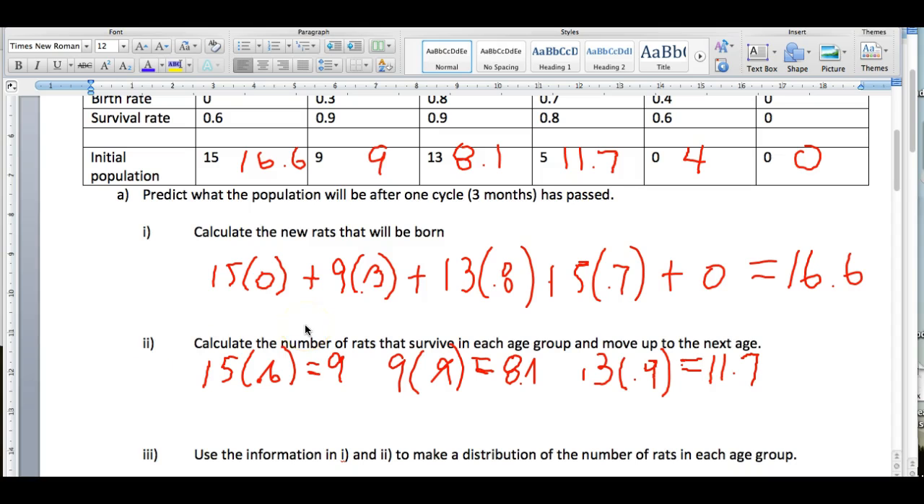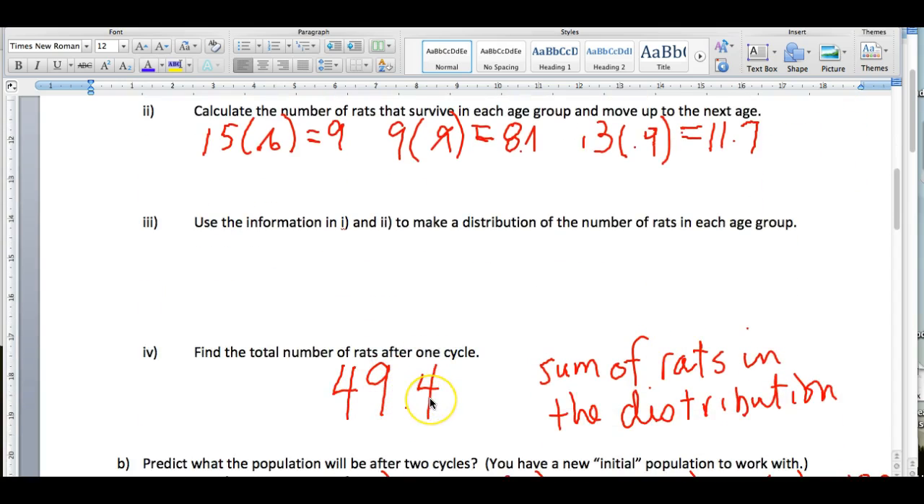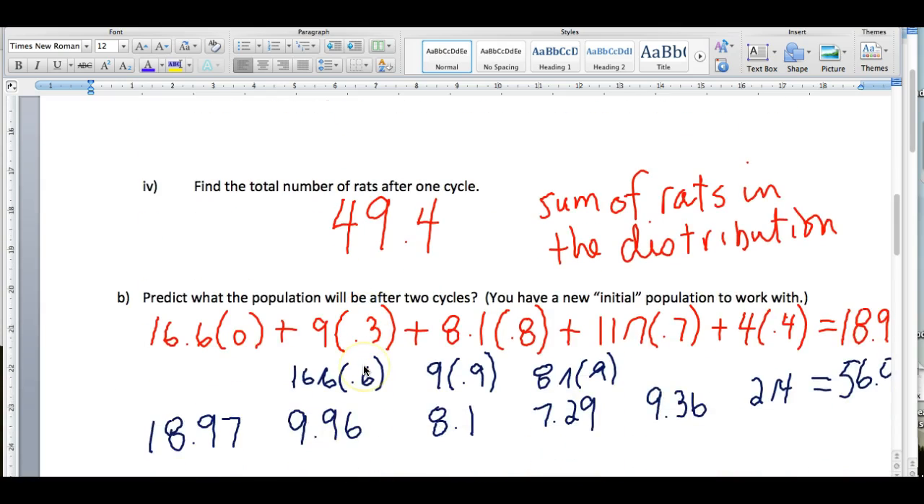Then the fourth one says, how many total rats do I have? Well, you just take this red number, red number, red number, all these red numbers and add them up. When you do that, you get 49.4. That's the sum of the rats in the distribution. Now you might say, well, I need to round this because I can't have 0.4 of a rat. Well, that's true. However, if you keep on rounding, that will ruin the model. And we need those pieces to project out what happens over the course of not just 3 months, but 6 months, 12 months, 4 years, etc.